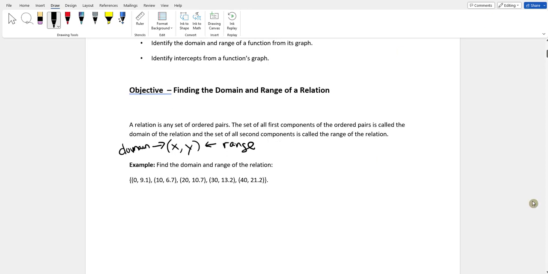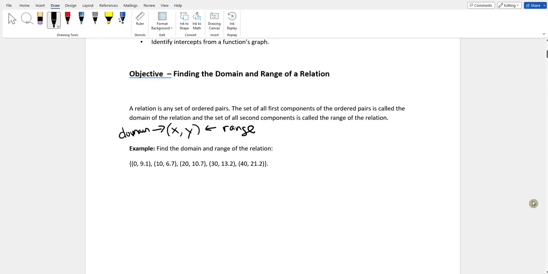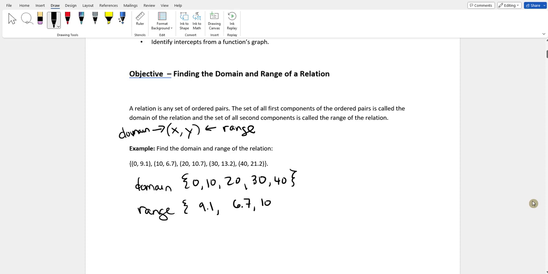So in this first example, we're going to determine the domain and range of the relation. Once again, the domain will be all of the x values in each one of these ordered pairs. So we have 0, 10, 20, 30, 40. Then we have the range, which would be all the y values: 9.1, 6.7, 10.7, 13.2, 21.2.